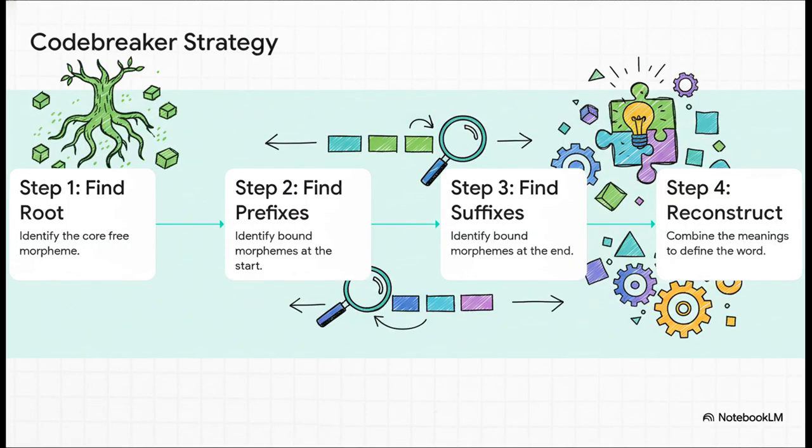And here is a super simple strategy you can start using like right now. The next time you see a word you don't know, don't just skip it. First, find the root word. That's your free morpheme. Then look for any parts attached to the beginning, the prefixes. Then the end, the suffixes. Put all their meanings together and poof, you've just figured out what the word means all on your own.